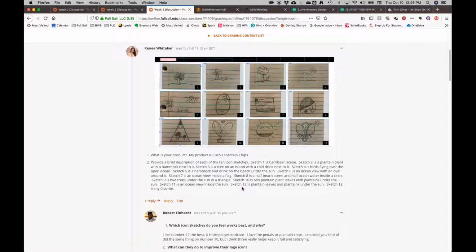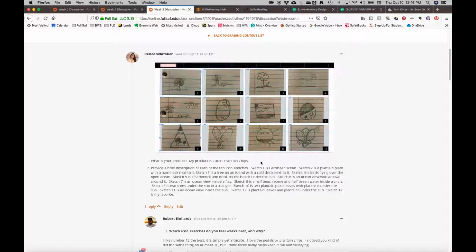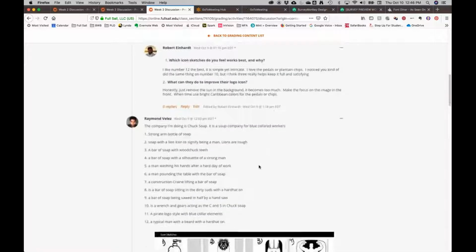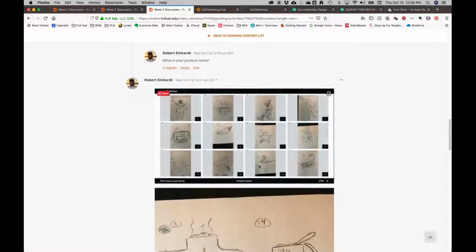Let's see, number 12. Plantain leaves in the sun. It's plantain plus lime, so maybe if you combine that with a lime somehow, that would be more related to your product. All right, next up, Raymond, we did you.